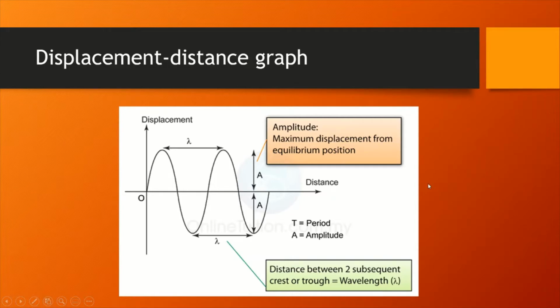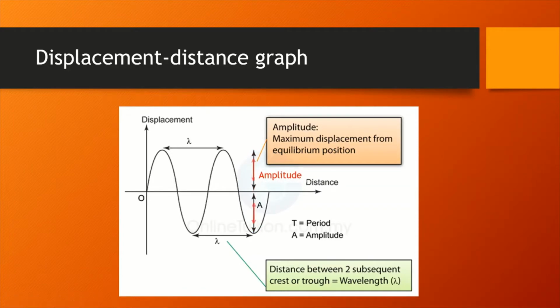Now, we have learned the concept of amplitude. Can you remember what amplitude is? Amplitude is the maximum displacement from the equilibrium position. From this graph, this is our equilibrium position, and this is the maximum displacement. Therefore, amplitude is shown here. These two are the amplitude.